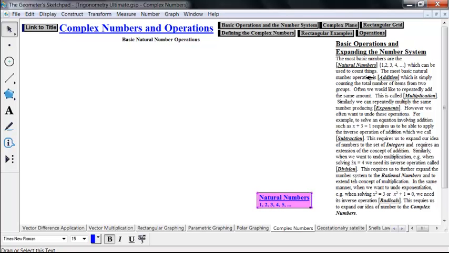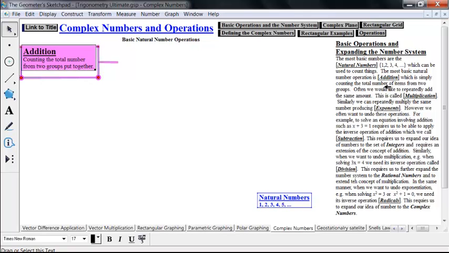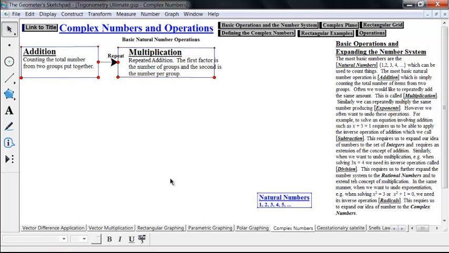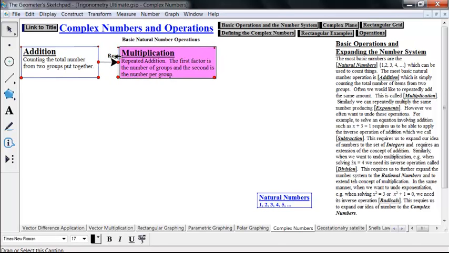When you have natural numbers, one of the things that you may want to do, if you're using these to count things, what if you have two groups of things and you want to count the total number? Well, that leads us to an operation called addition, our most basic operation where we count the total number from two groups put together. Now, if we want to repeatedly do addition, adding the same thing over and over again, that leads us to the operation of multiplication. So we're repeatedly adding the same thing over and over again.